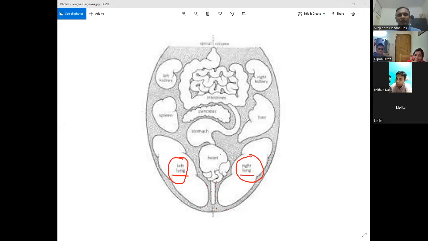So then, in the back portion of the tongue, you are seeing the digestive organs: the small intestine, large intestine and stomach. This is the heart, na? This part is the heart. Yes, correct, Prabhu. You have shown it correctly. So that part is the heart, and then on the left and right side you have the left lung and right lung.